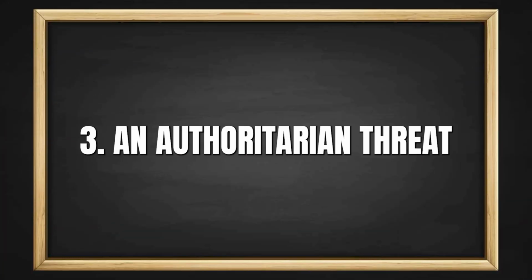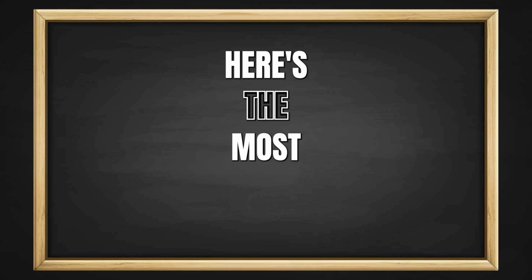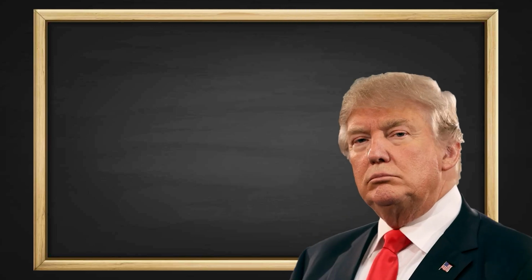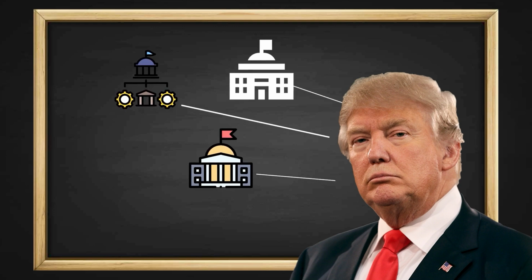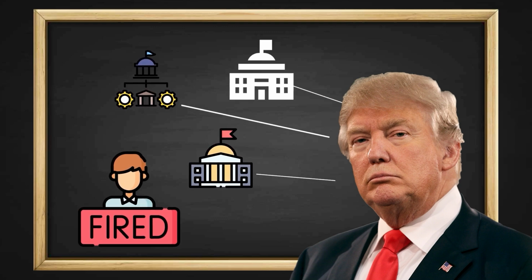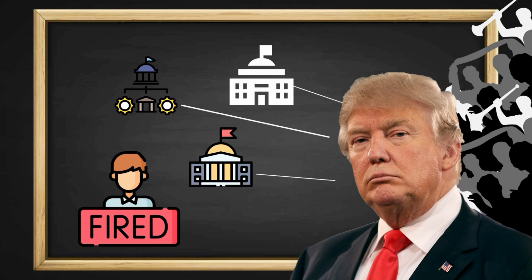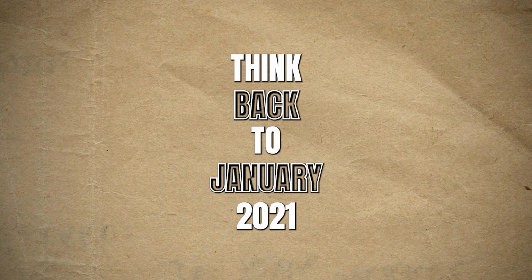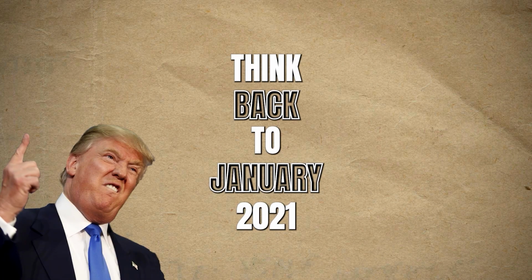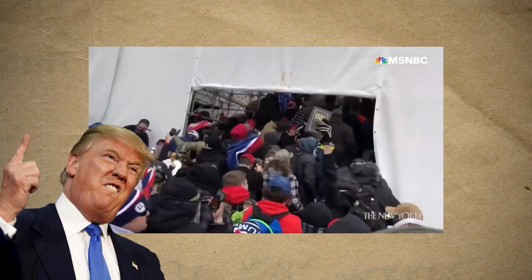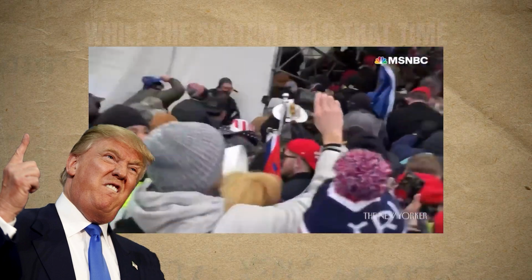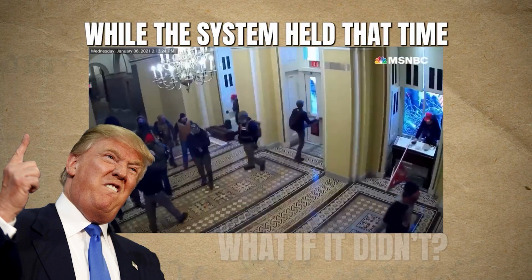An authoritarian threat. Here's the most chilling possibility. A president loses re-election but refuses to leave office. Instead, they exploit their powers to undermine democratic institutions, fire key officials, and mobilize supporters to challenge the transfer of power. It's not hard to imagine, because we've come close. Think back to January 2021, when Trump's refusal to concede led to one of the sketchiest moments in modern American history. While the system held that time, what if it didn't?